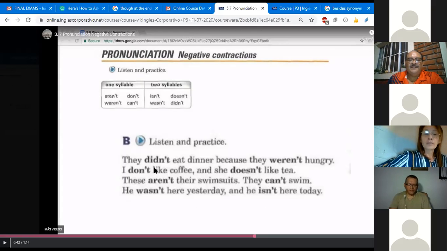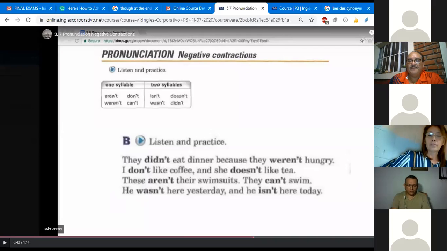Okay, good. Remember, so they didn't eat dinner because they weren't hungry. I don't like coffee, and she doesn't like tea. These aren't their swimsuits. They can't swim. He wasn't here yesterday, and he isn't here today. Questions?